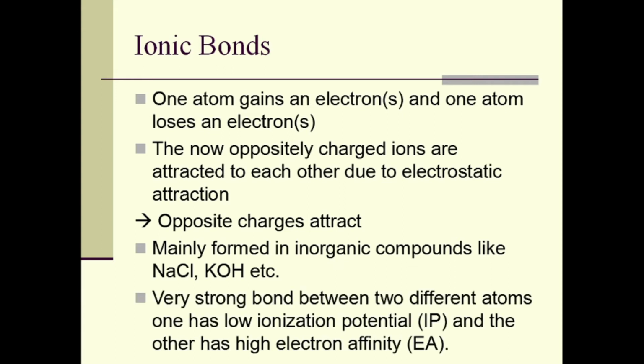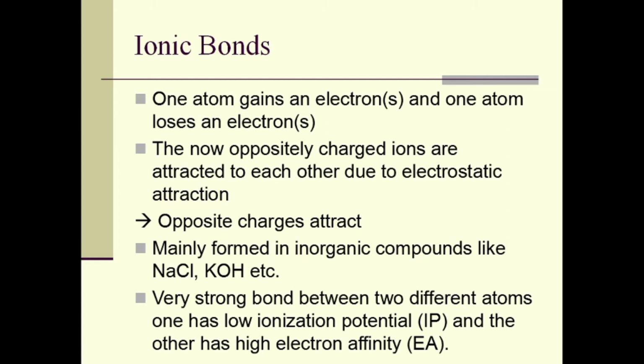It is a very strong bond between two different atoms. One has low ionization potential, IP, and the other has high electron affinity. That means the cation, which loses an electron, has a very low ionization potential.